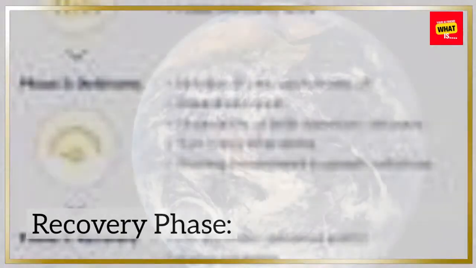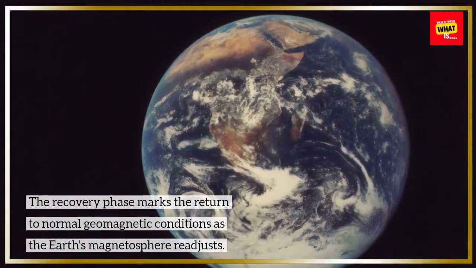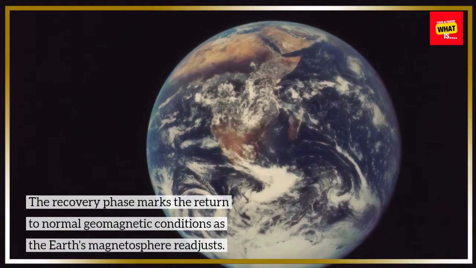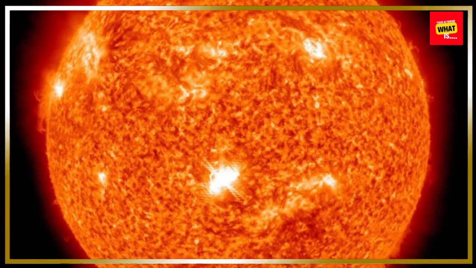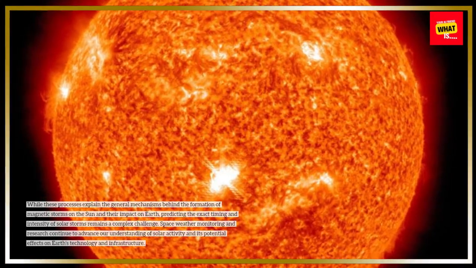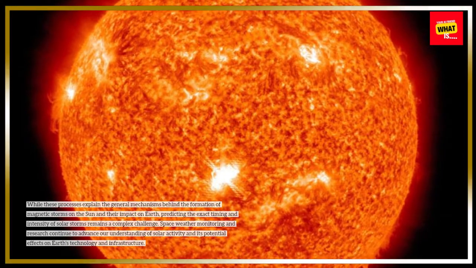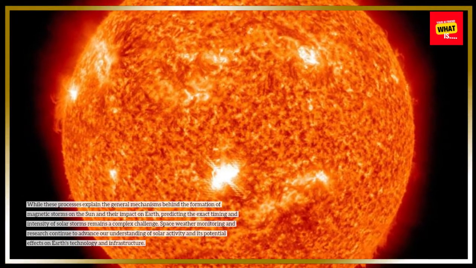Recovery phase. The recovery phase marks the return to normal geomagnetic conditions as the Earth's magnetosphere readjusts. While these processes explain the general mechanisms behind the formation of magnetic storms on the Sun and their impact on Earth, predicting the exact timing and intensity of solar storms remains a complex challenge.